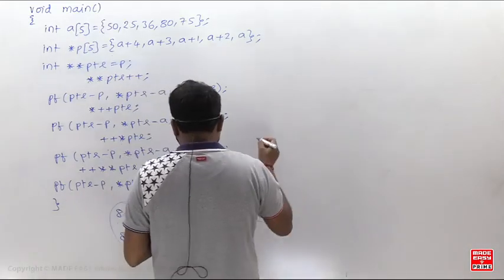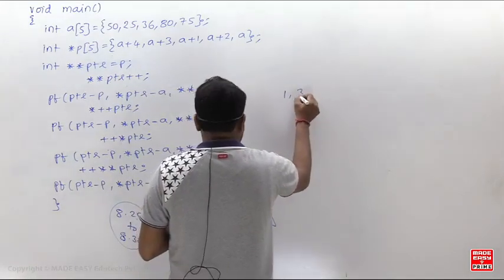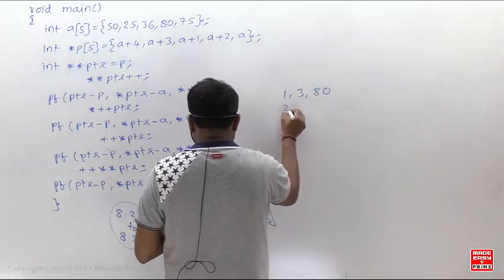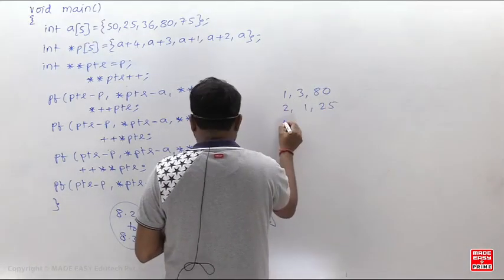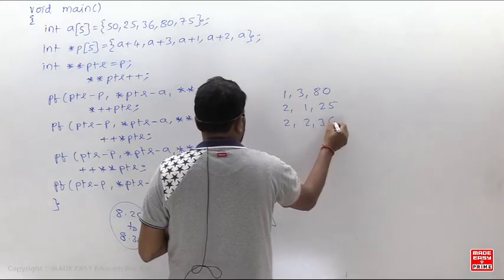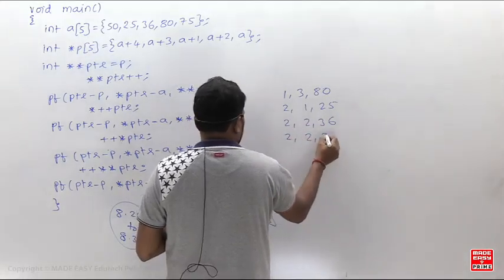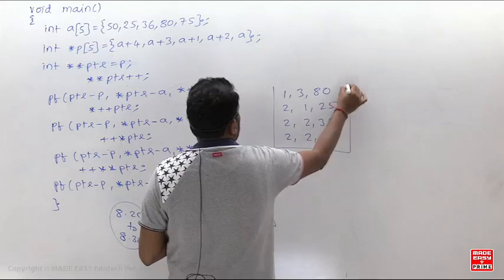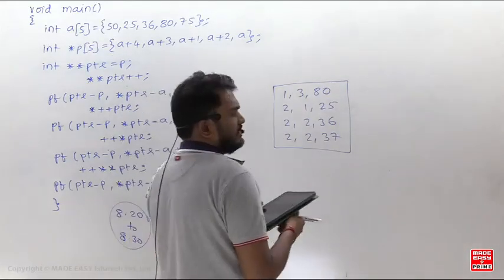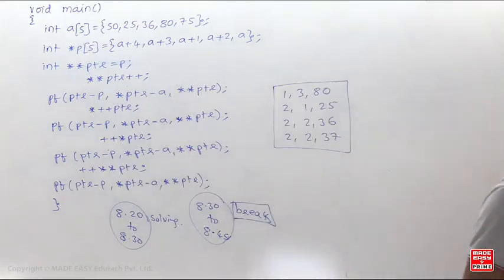So I'm just giving the answer to you. So 1380, 2125, 2236, 2237, right? So most of you got it right. Same answer, Aya.